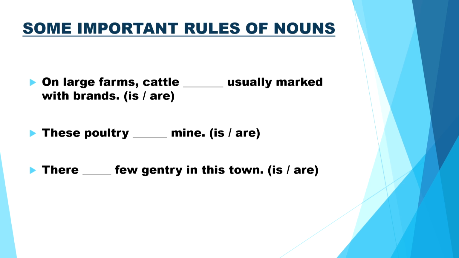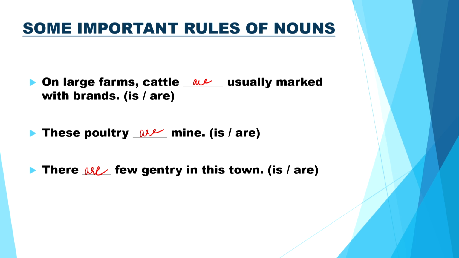Now, moving on, we will begin with some of the important rules of noun. Here are a few questions. First of all, try solving them on your own. I will give you time. So, is it done? Let us tally. On large farms, cattle are usually marked with brands. These poultry are mine. There are few gentry in this town.